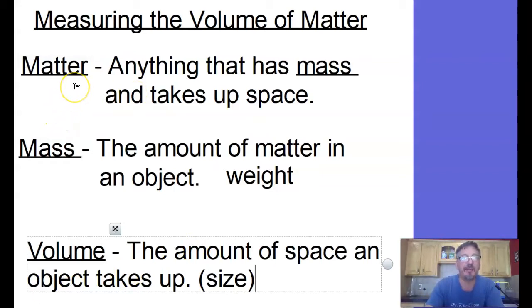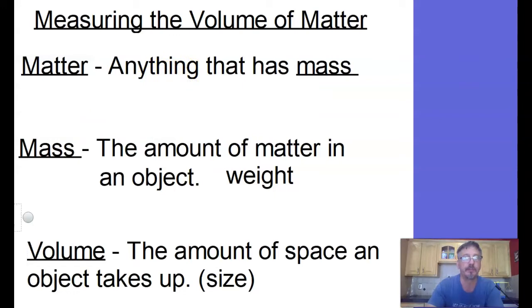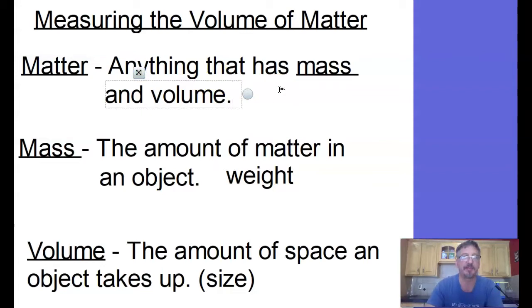Let's look back at the definition of matter again. Matter is anything that has mass and takes up space. So we said volume is the amount of space an object takes up. So we could actually rewrite the definition of matter as anything that has mass and volume. So matter is anything that weighs something, and how big something is.